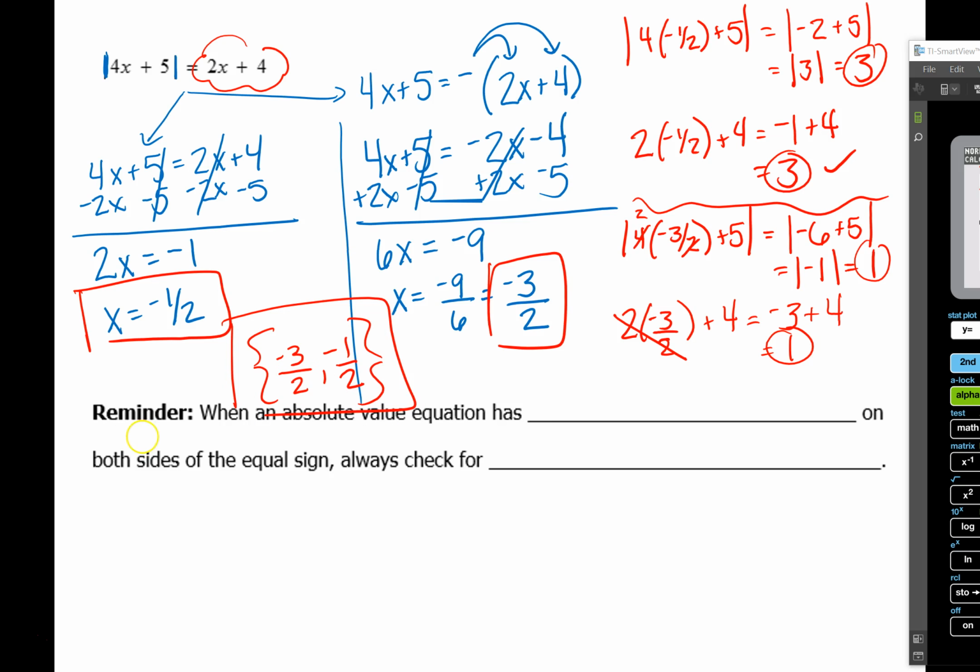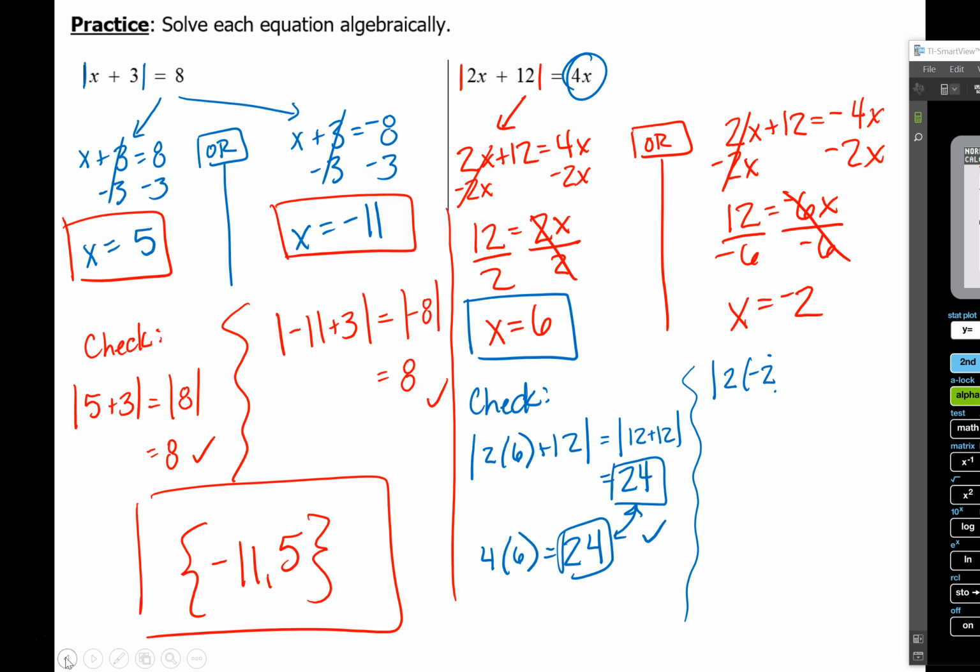Okay, so quick reminder, when you have an absolute value equation that has variables on both sides of the equal sign, like these second two that we've done, you need to always check for what's called extraneous solutions. Extraneous solutions are solutions that don't actually work. They don't check because they don't satisfy the original equation. They don't make a true statement. That happened in that second example that we looked at a moment ago, where this one did not check out.